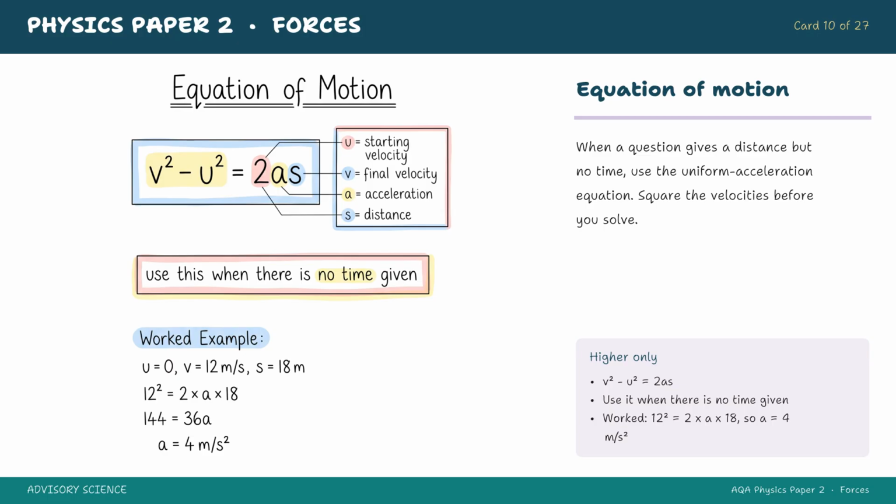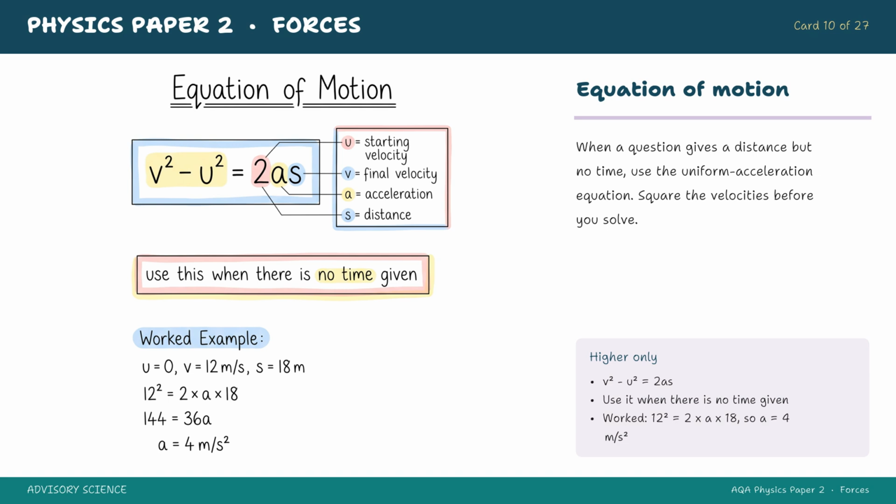12 squared minus 0 squared equals 2 times a times 18. 12 squared is 144, so 144 equals 36a. Now divide both sides by 36. 144 divided by 36 equals 4. So the acceleration is 4 meters per second squared.